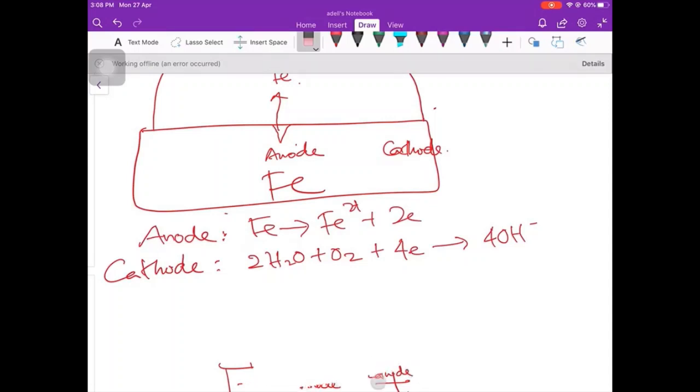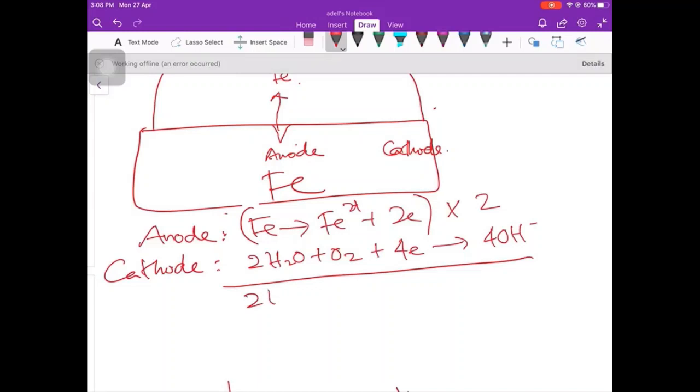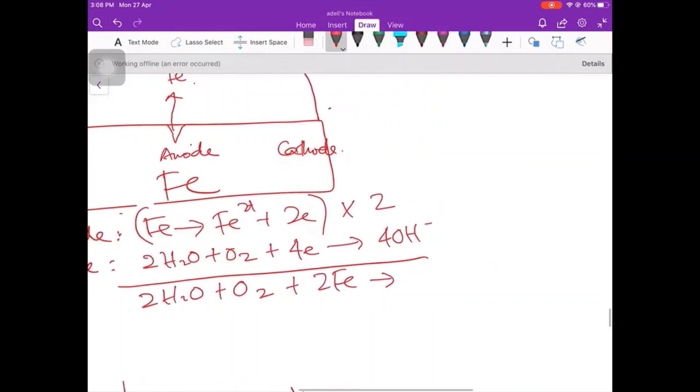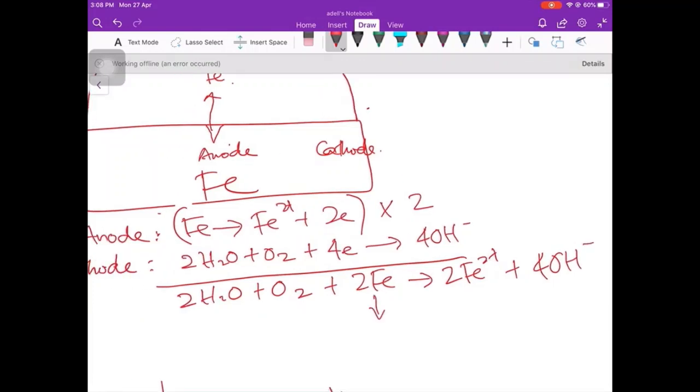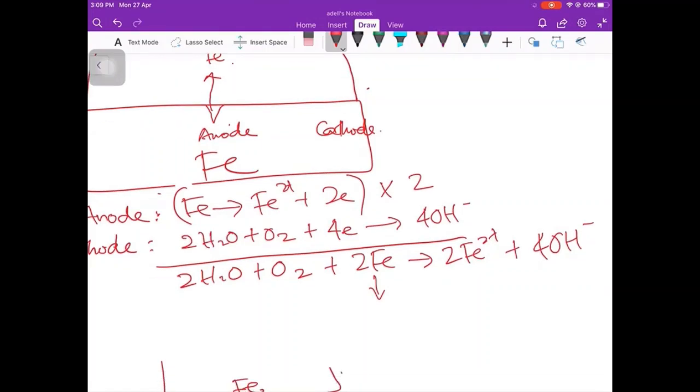Okay, so for the overall reaction of this rusting process, the top one, the anodic process, must be multiplied by 2. Next, you will get 2 plus O2. You cancel the number of electrons, plus 2 ferrum will produce 2 ferrum 2 plus and 4 hydroxide. Okay, so you will simplify it. This is the reaction.